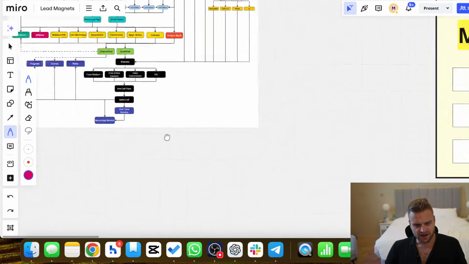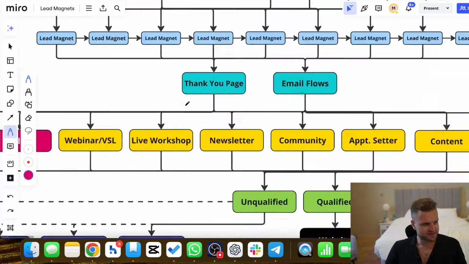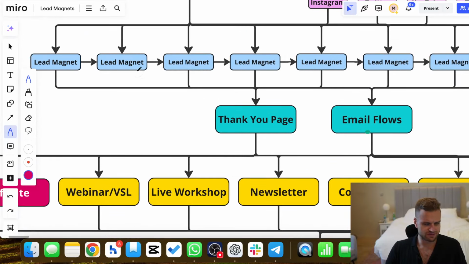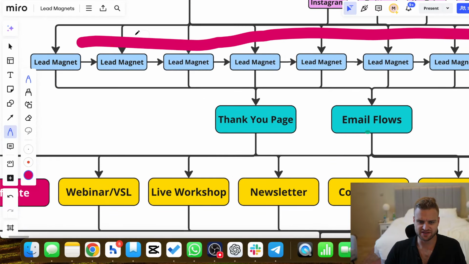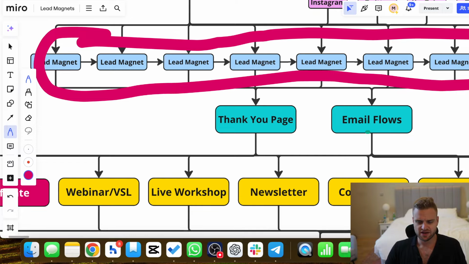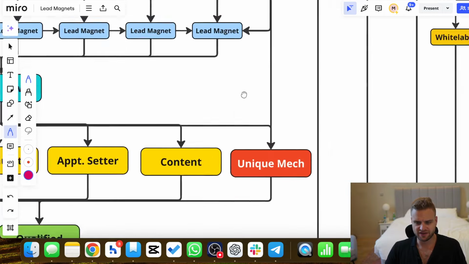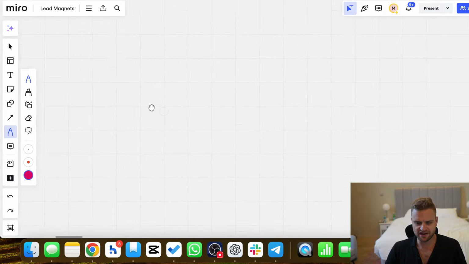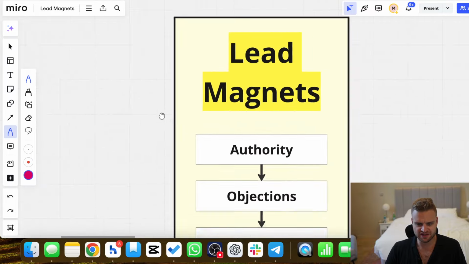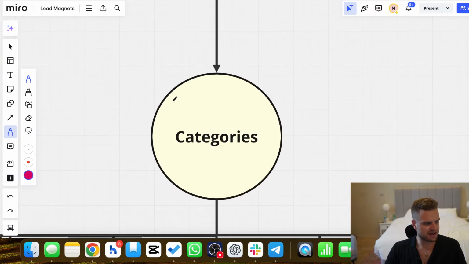The method that I use to come up with lead magnets, because you're going to see in here, there's a lot of spots for lead magnets, and that is by design, and I'll show you why that's so important in a sec. But this is how I come up with those lead magnets, because it's not enough to have one lead magnet. We want to have a bunch of them.